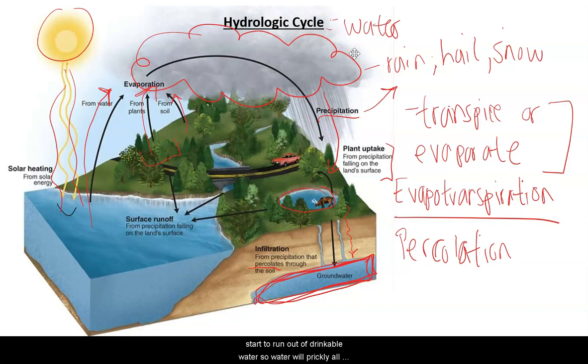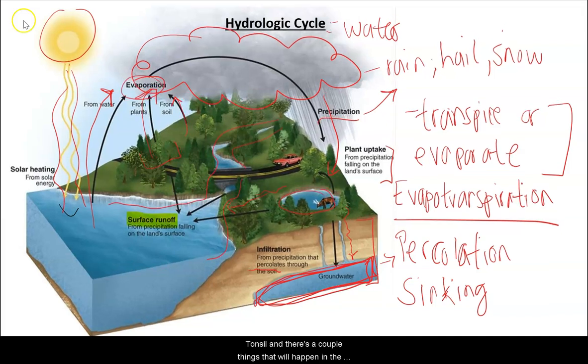So water will percolate all the way from the clouds through the layers of soil, which we'll learn about later, all the way down into this groundwater here. And that process is called percolation. Try and think about it just as water sinking. I think that's helpful. But again, another cool party word would be percolation.